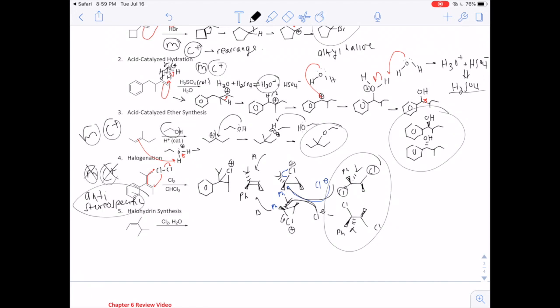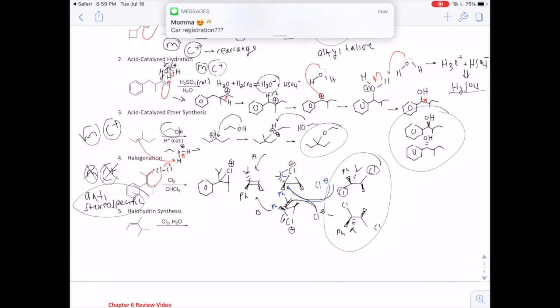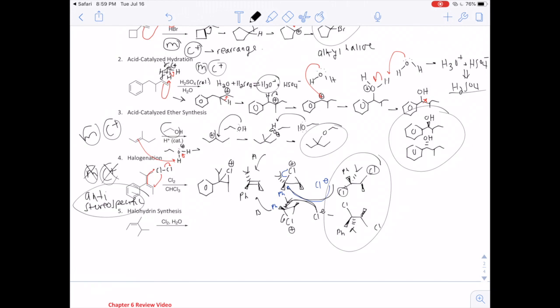So definitely keep in mind that you can approach from the top face or the bottom face of that pi bond to form that chlorine bridge, and you want to attack the more substituted position because we showed those alternate resonance structures, and that nucleophile is going to want to attack the more substituted position. All right, so let's move on to halohydrin synthesis.